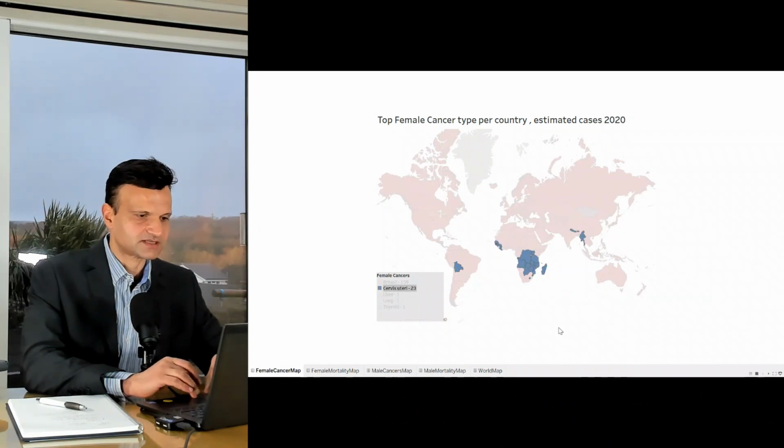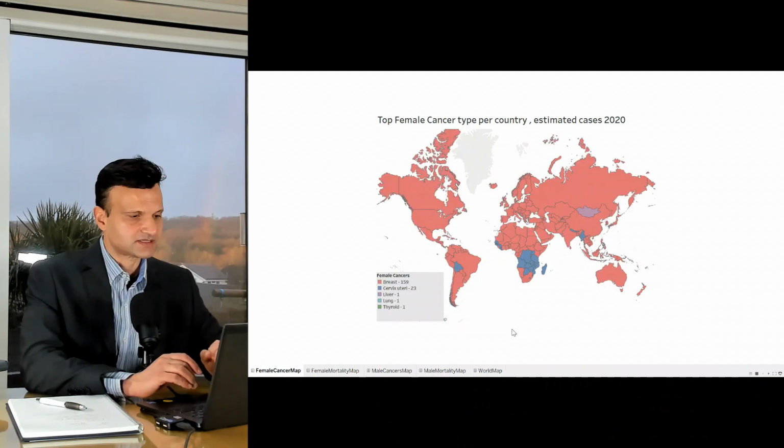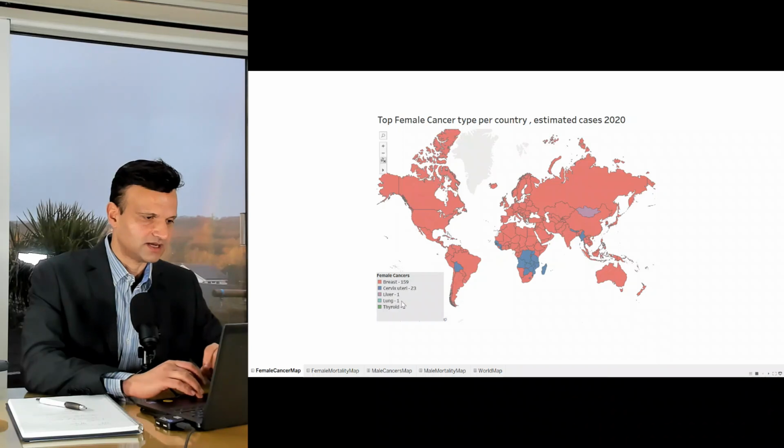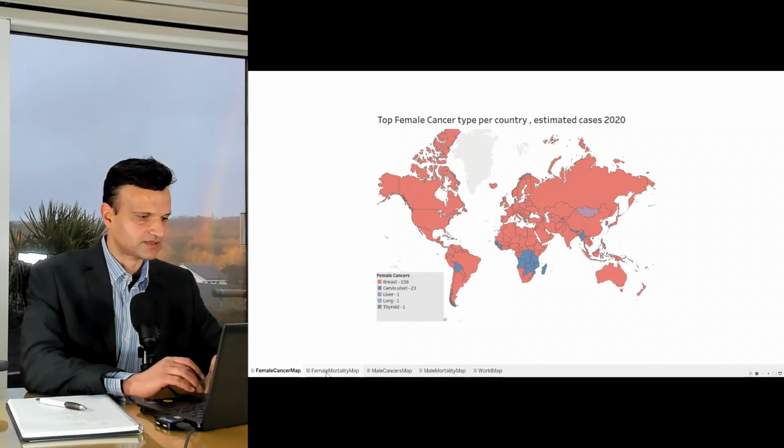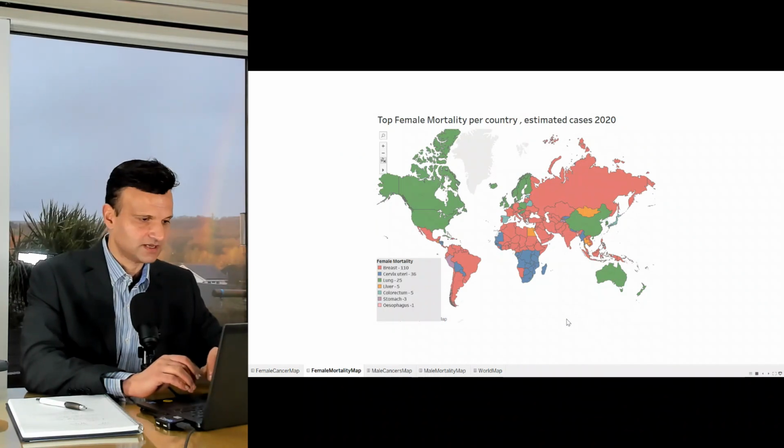After breast cancer, the second biggest cancer in females, in 23 countries, is cervix uteri cancer. Most of the countries are African countries, one country in South America, and a couple of countries in Asia. After cervix uteri, liver cancer, lung cancer, and thyroid cancer come at number 3 with one country each.